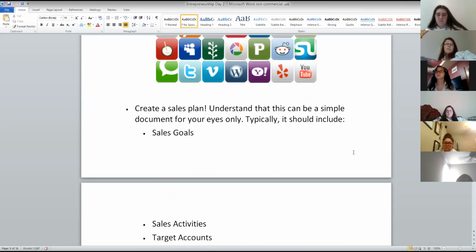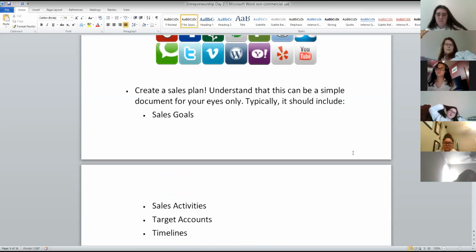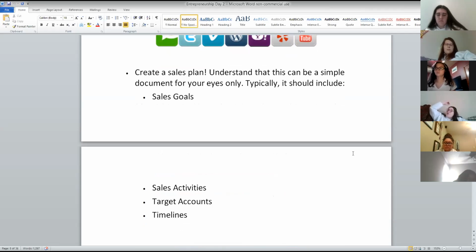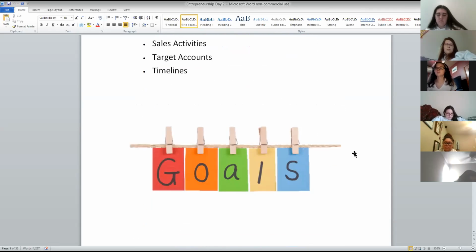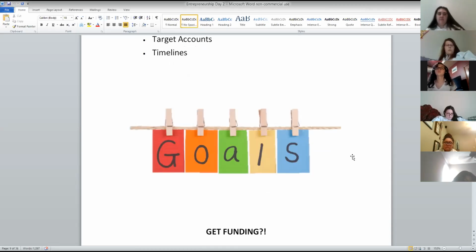Create a sales plan. Understand that this can be a simple document for your eyes only. Typically, it should include sales goals, sales activities, target accounts, and timeline, okay? Have goals. Always be driven by goals. I put in my fridge the goals for the whole entire year. I had goals for 2020, but some of this had to be scrapped. Always be goal driven and make sure these goals are achievable, okay?